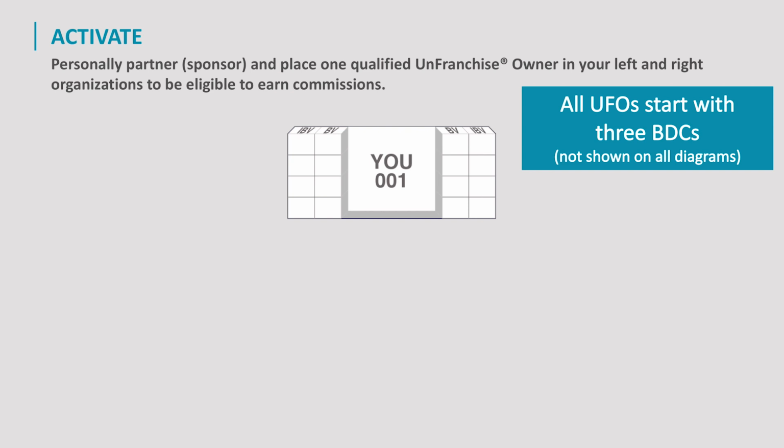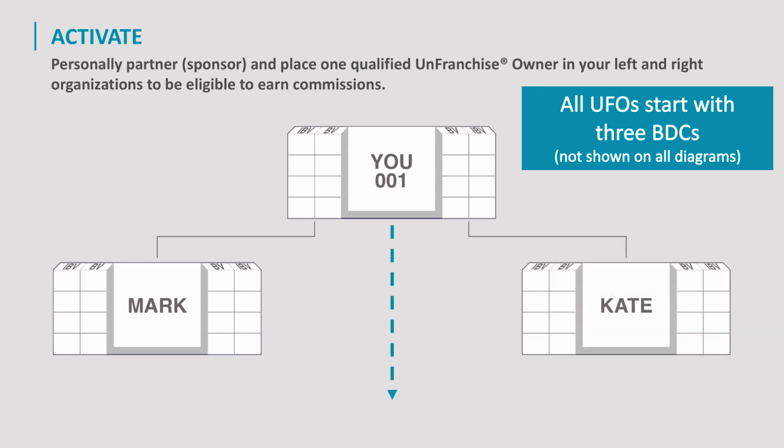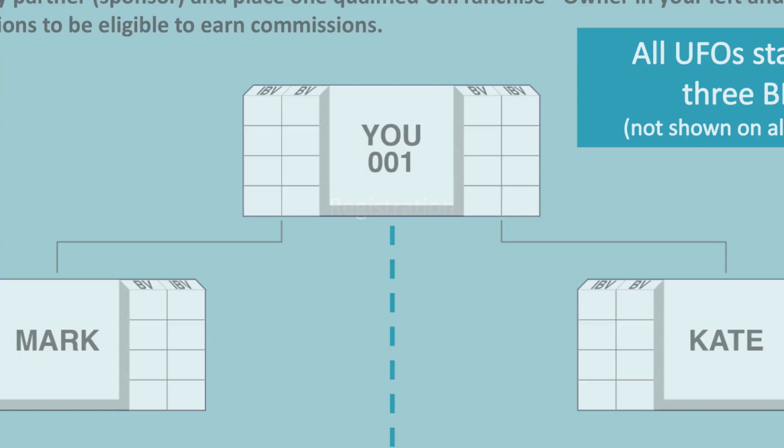Activate means personally sponsor and place one qualified unfranchised owner in your left and right organizations to be eligible to earn commissions. Now remember, we all start with 3 BDCs, but we typically only show 1. In this case, it may be Mark may go on to the left side of your business, Kate may go on to the right side of your business, and now you're building 2 teams. Remember, they have to be qualified. So if you bring someone into the business for $129.95 and they're not qualified, they don't count as a qualified unfranchised owner until they have then ordered or sold through 200 BV of products to qualify their 001.